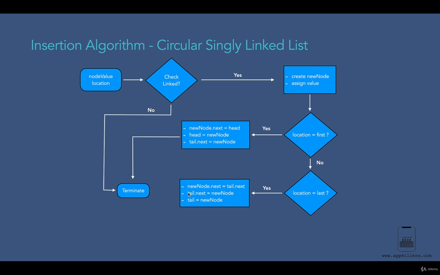Then we have to change the last node's next reference to point to this newly created node, because this newly created node is going to be the last node in our circle single linked list. So the last node's next reference has to point to this node. By accessing tail.next, we are updating this to the new node. Now at the end, tail has to point to this new node. So we are updating the tail reference to point to this new node. After finishing this, we are terminating our algorithm.